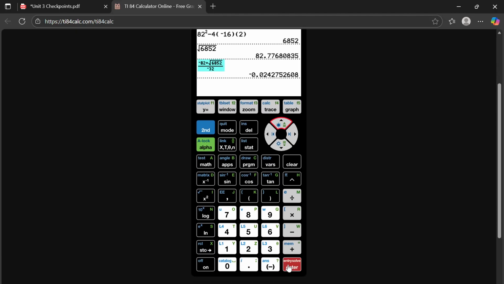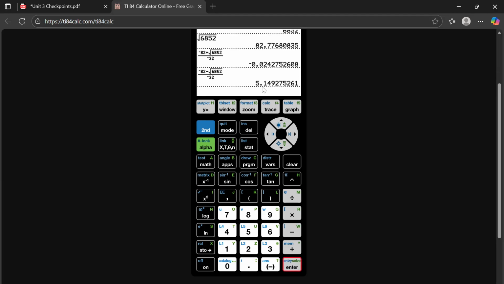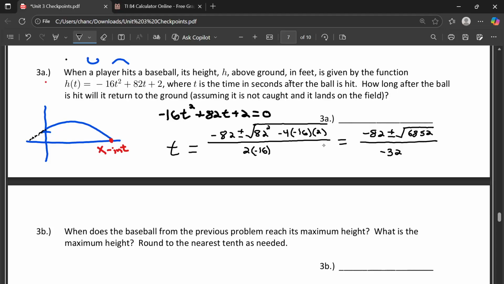So if I retype this, and remember, I couldn't do the plus or minus, so now I'm going to do the minus, and I think that should give us the answer we're looking for. 5.1. Okay, that's totally reasonable. And that's how I'm going to round it, to the nearest tenth, 5.1. So how long after the ball is hit will it return to the ground? 5.1 seconds. That's how long it will take for it to return to the ground. So there we go. 3A, finding when it hits the ground, which is an x-intercept. That is done.